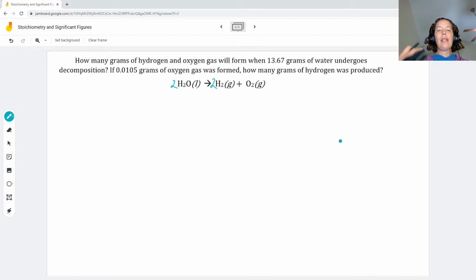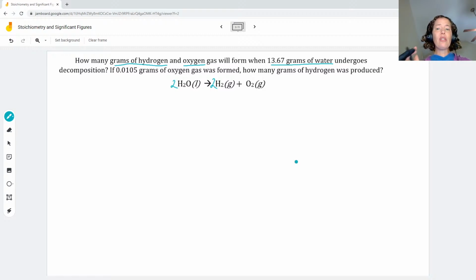Now, let's identify this as a stoichiometry problem. In this first part, we were asked how many grams of hydrogen and oxygen are formed when 13.67 grams of water decompose. So we are given information about one molecule, in this case water, and we are asked information about another molecule or molecules because we're asked about hydrogen and oxygen. So again, this is why we need a balanced chemical equation to move between these molecules.